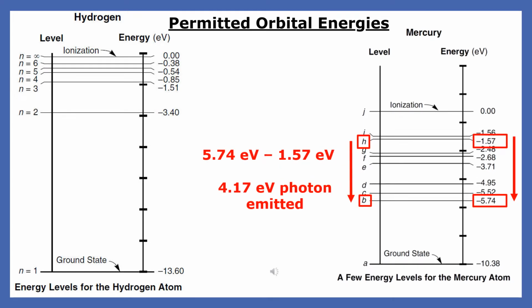If you are asked about the energy level changes for mercury, you use the chart on the right. If an electron moves from the H level to the B level, it emits a photon with an energy equal to the difference between the absolute values of these two levels. We know the energy is emitted because the electron is moving down in energy level. Remember, up, absorb, down, emit.